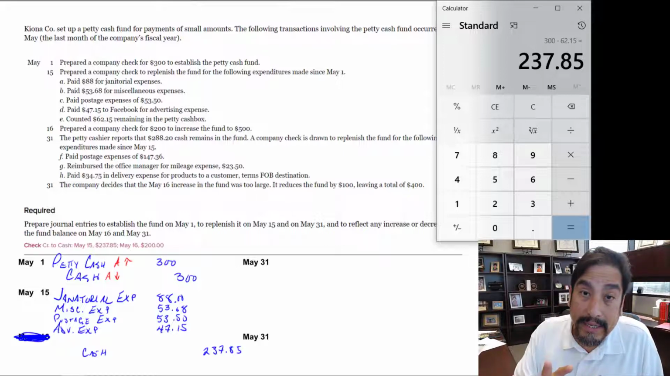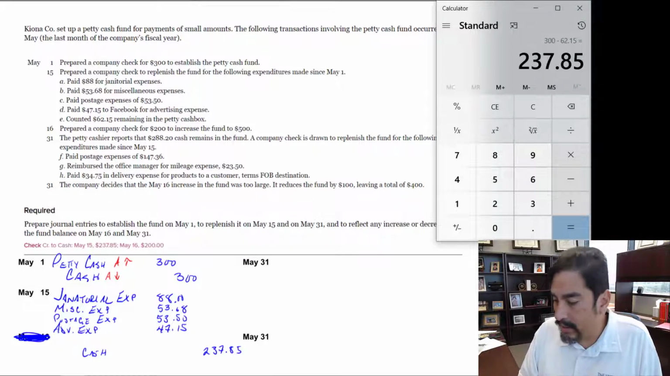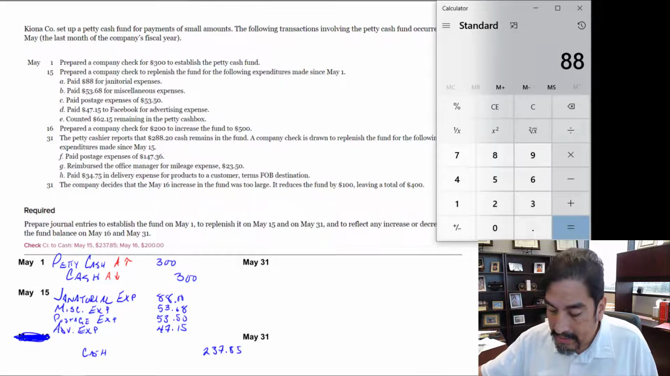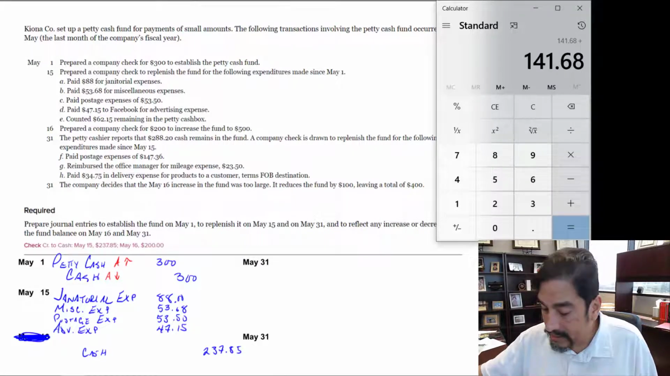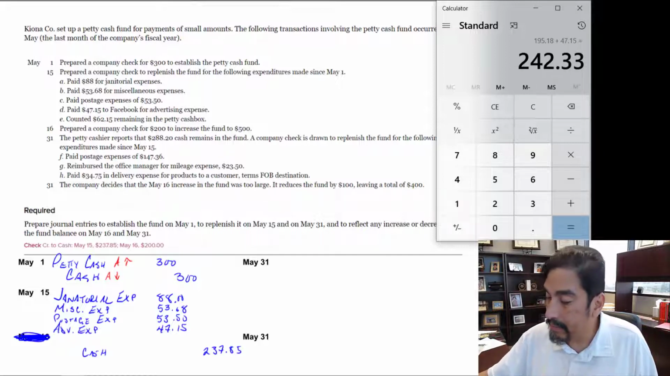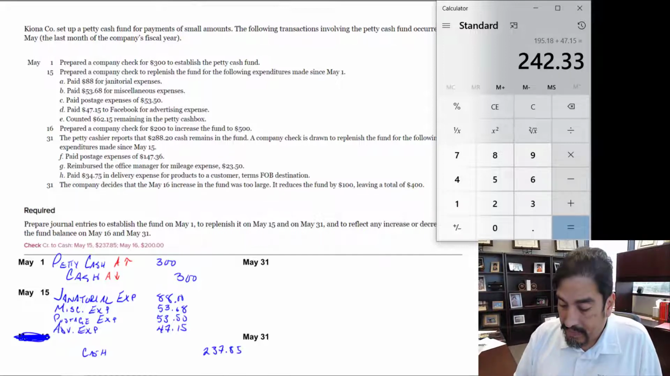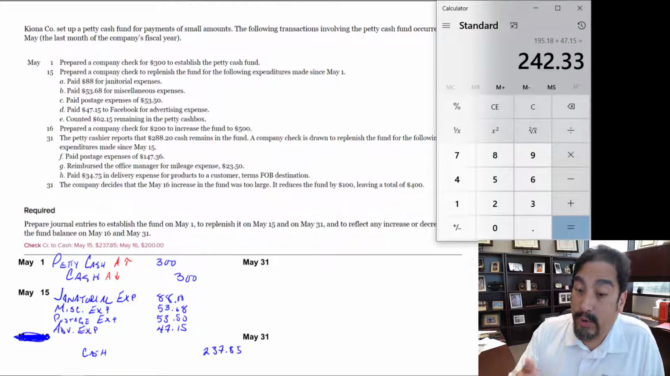The third thing I need to do is make sure my journal entry is in balance. I know it's not, but I need to check. So I'm going to add up all of my debits: 88 and 53.68 and 53.50 and 47.15. And that is not 237.85. So I've got 242.33 on the debit side and only 237.85 on the credit side, so I need another credit.